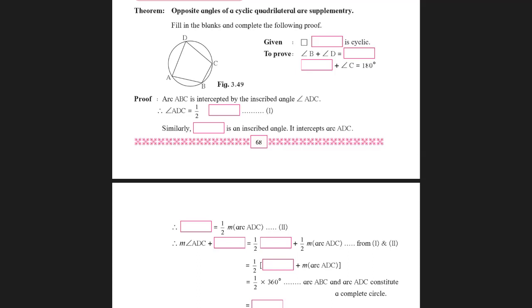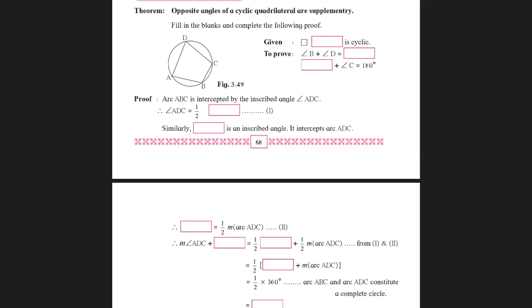Angle ADC is equal to half of the measure of the arc ABC. So what are you going to write in that box there? Half the measure of arc ABC. Okay, that's equation 1.